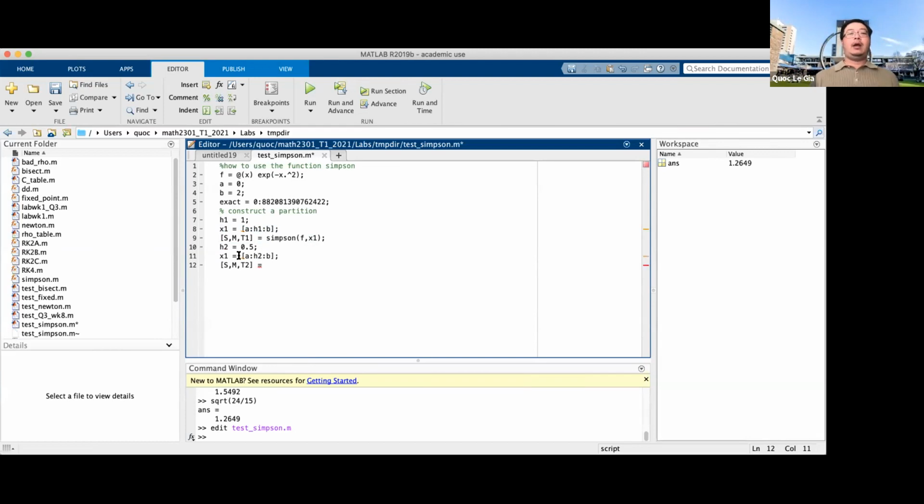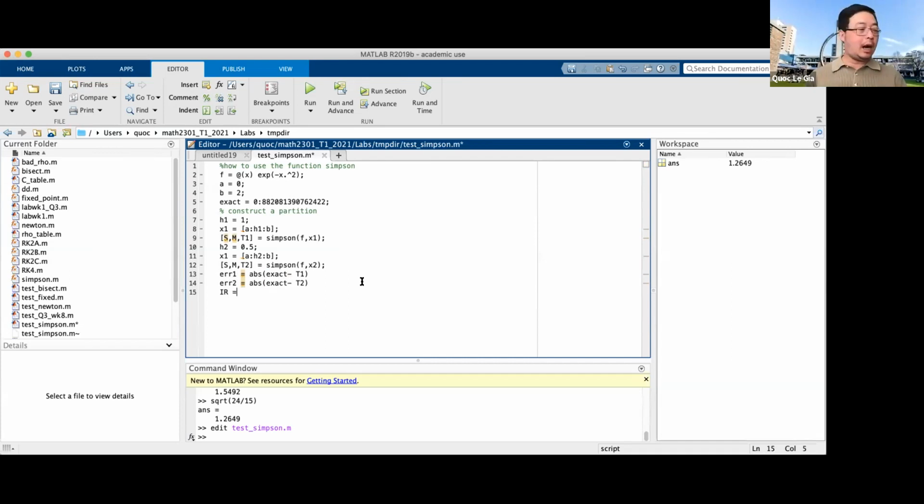Okay. And now I have Simpson. Well, remember Simpson, but actually it computes the trapezoidal rules, because it computes three rules at the same time. So I just use the trapezoidal rules. So now the errors. Error 1 will be the absolute value of exact minus T1, and error 2 is the absolute value of exact minus T2, right?